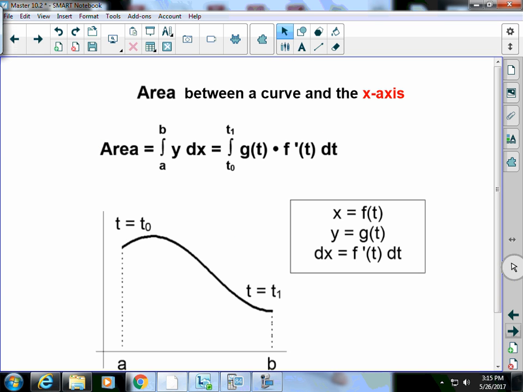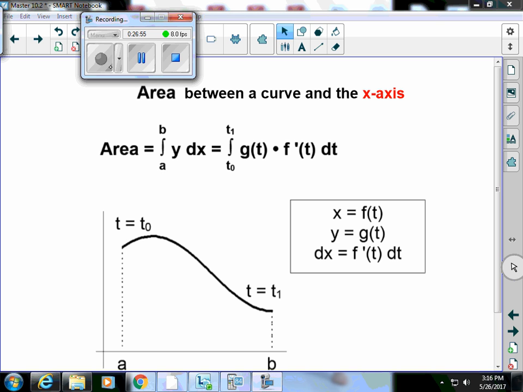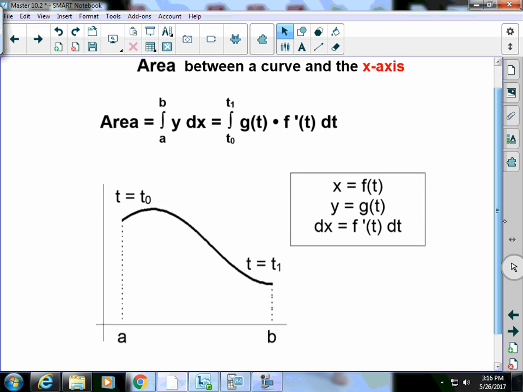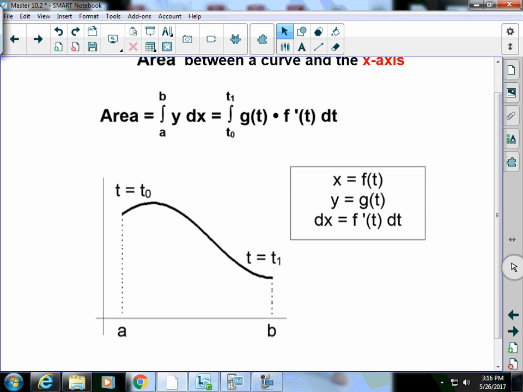I want to talk about the area between curves and the x-axis. Hold on for a second. Sorry. So again, we want to find the area between the curves. I need to have x equals f of t, y is equal to g of t, dx is the derivative of f of t dt. So we said the area of this function is the integral from t sub 0 of g of t times the derivative of f of t dt.